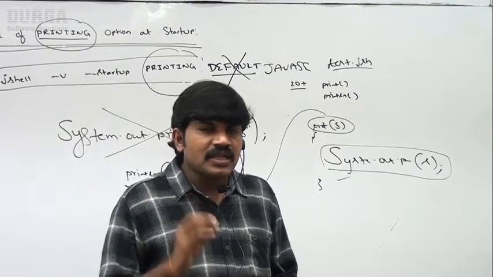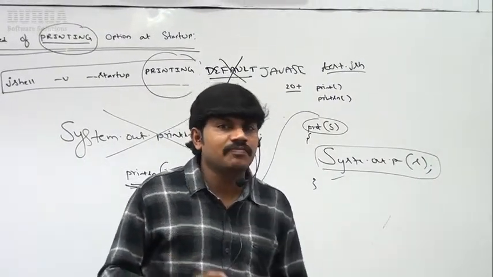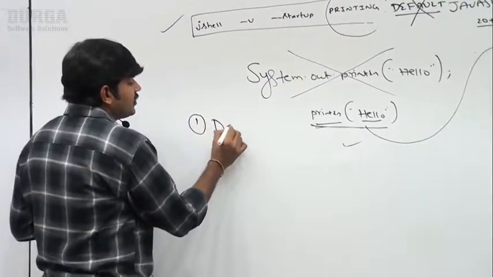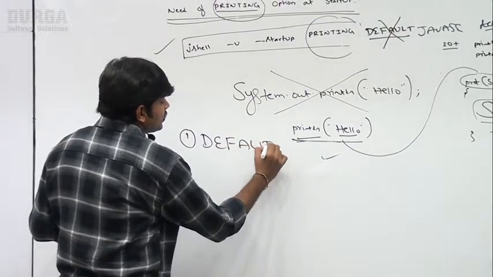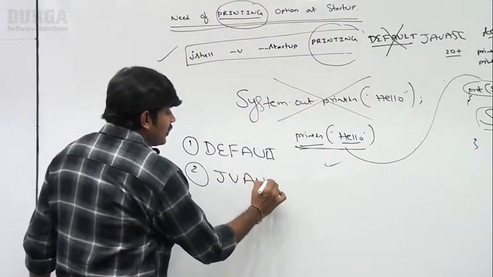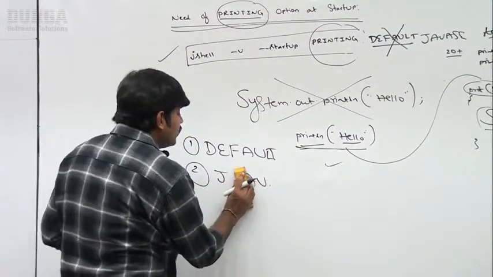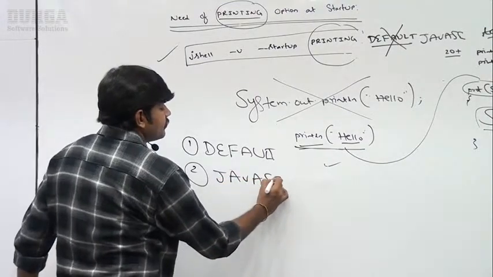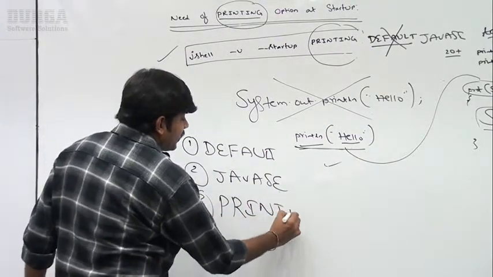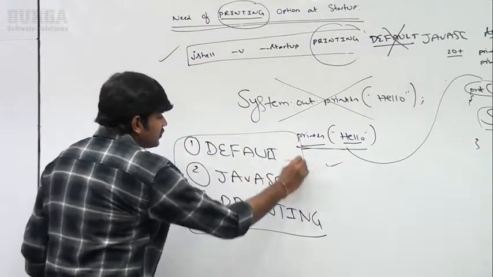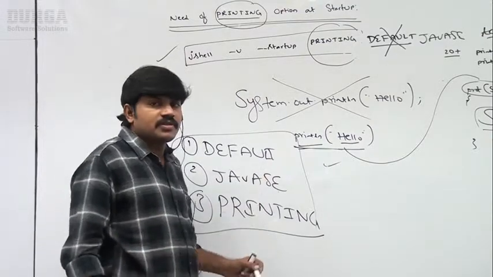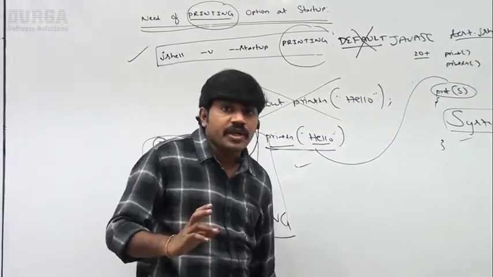Remember. Now, sir, in total how many values are allowed for the startup? Can you spell out, sir? What values are allowed by default for the startup? One is default. Second one is Java SE. Third one is printing. Printing is also allowed. These are the allowed values for JShell startup. To customize JShell startup, these options are there. I hope you can understand each and everything we have covered.